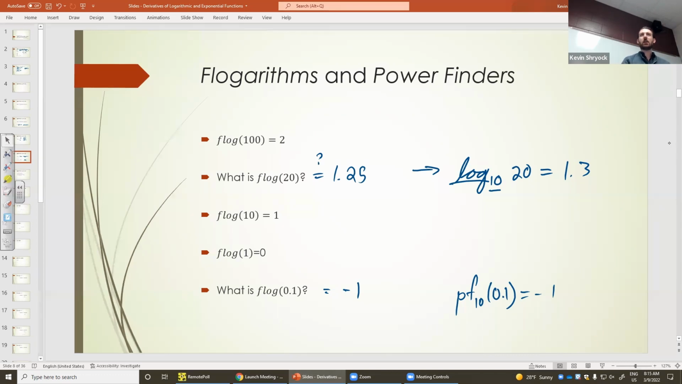It's the idea of saying how many magnitudes of 10 do I have, because I'm trying to find the power that turns 10 into that 20. It's not quite 1, because that would have left me at 10. It's not quite 2, that would have brought me to 100. It's somewhere between 1 and 2, closer to the 1. That's logarithms. Logarithms are power finder functions. That's all they do.